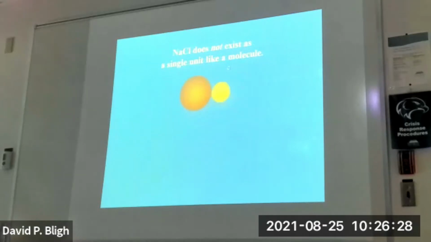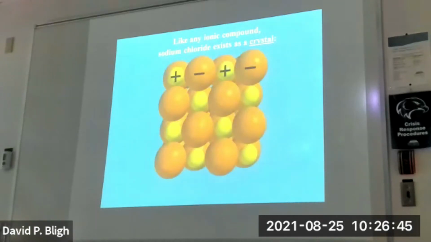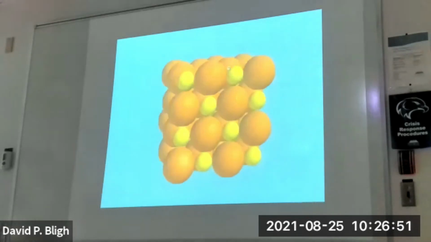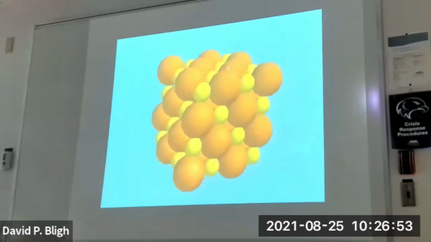NaCl does not exist as a single unit, like a molecule. This goes for all ionic compounds. So this would not be a valid way to represent sodium chloride. And like any ionic compound, in the solid state, sodium chloride exists as a crystal. So a very, very tiny crystal would look like this with alternating sodium and chloride, and a little bit of a different view.